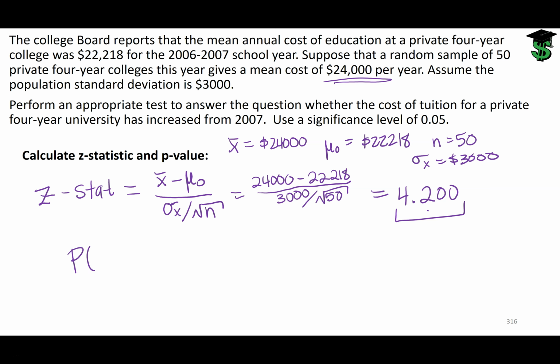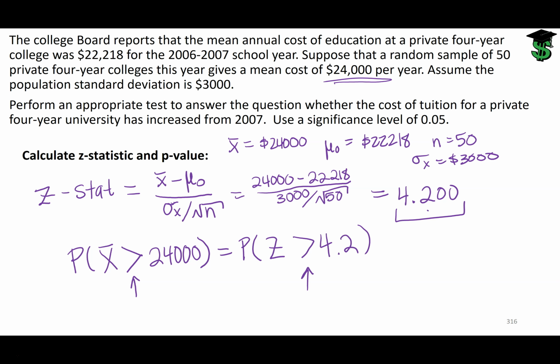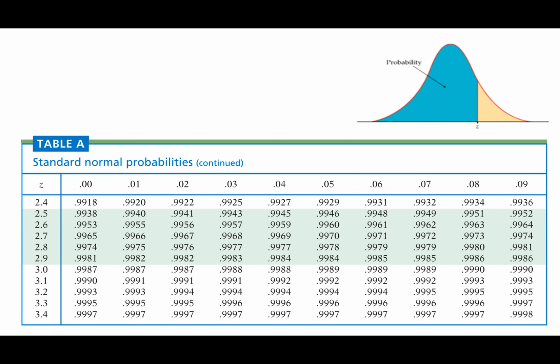So things to consider: if I want the probability that x bar, because we took a sample, is greater than 24,000, given that the null hypothesis is true, we want greater than because of the alternative hypothesis. It's the same as z is greater than 4.2. So when I try to find that area that's going to be my p-value, I want the upper tail probability. So I'm going to pull out the probability z is greater than 4.20.